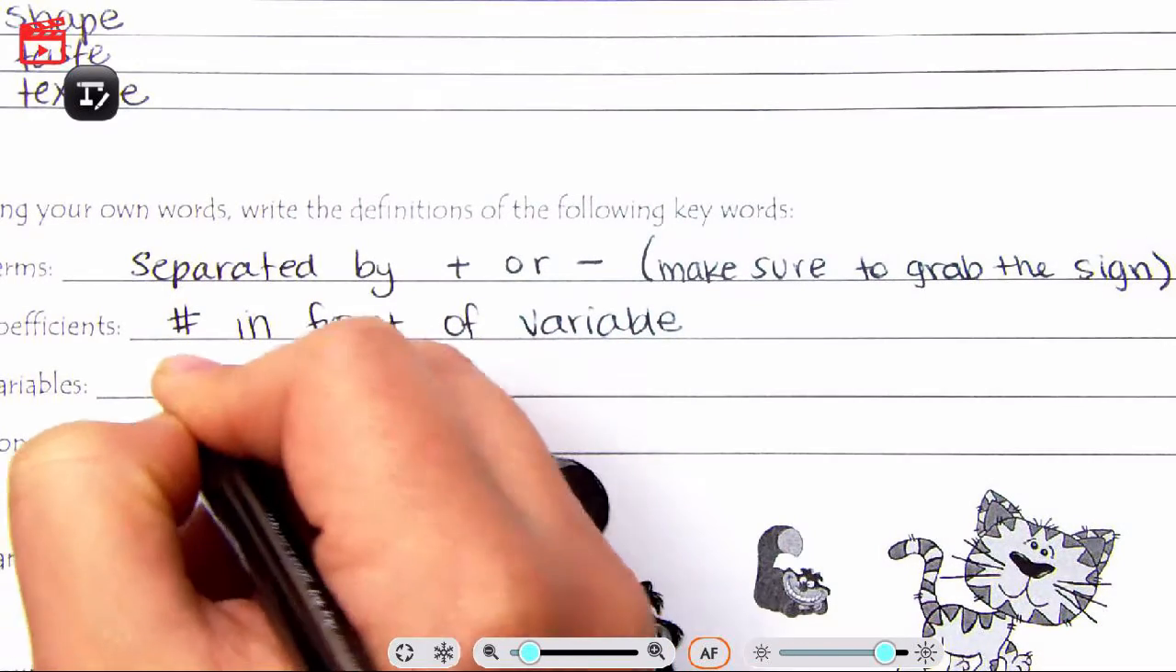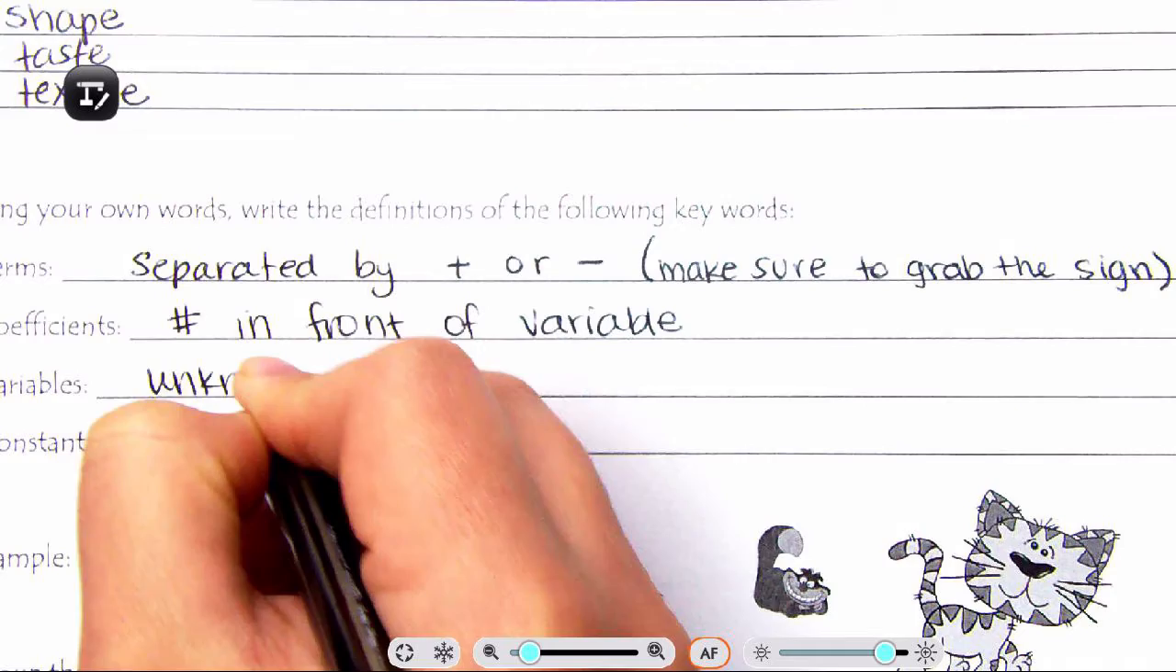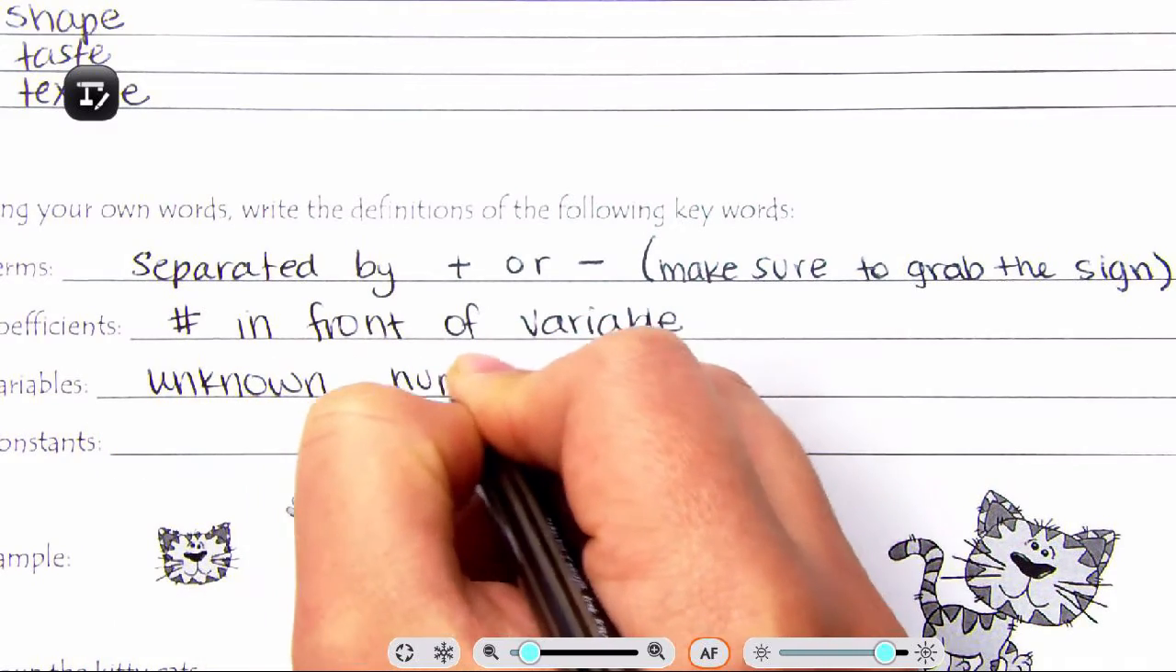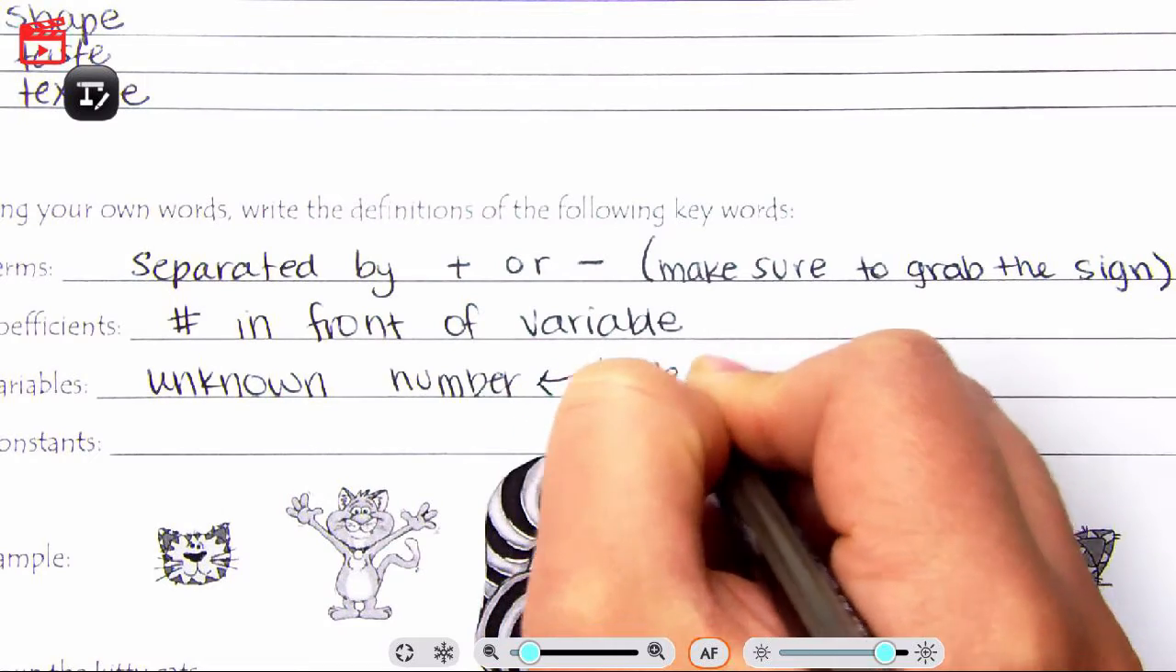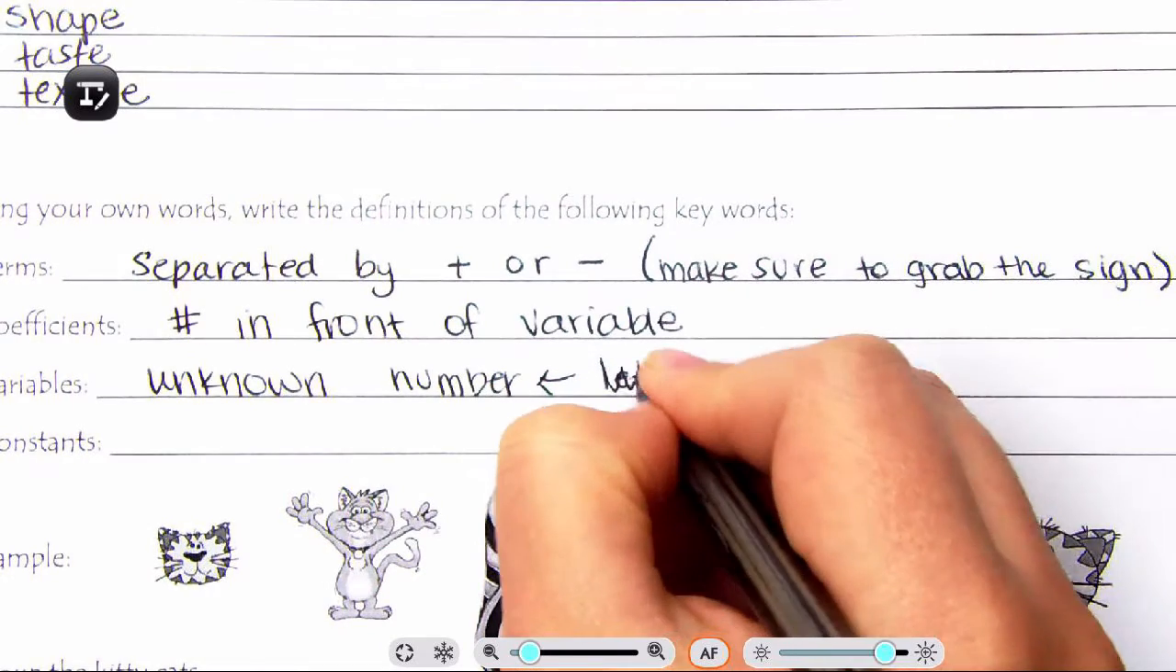What is a variable? It's an unknown number, and it is a letter. We put a letter.